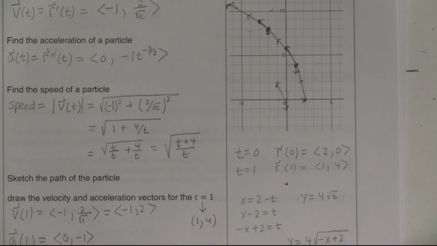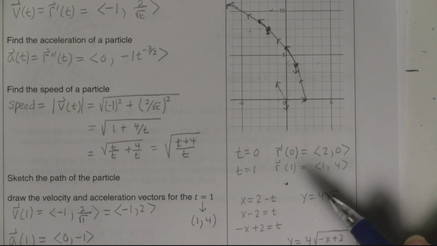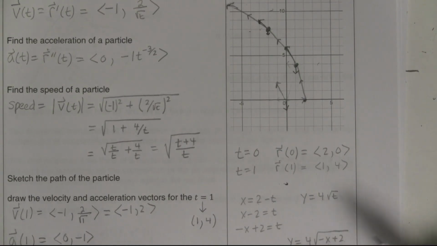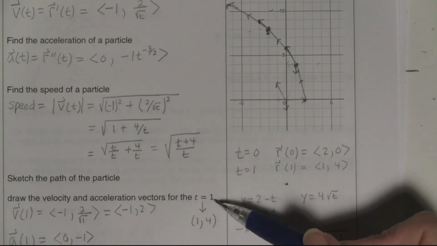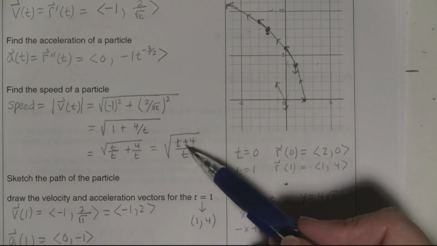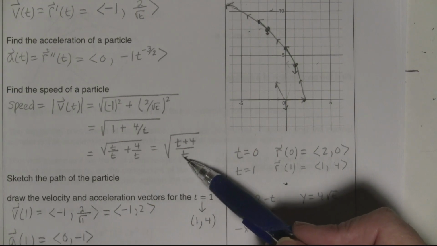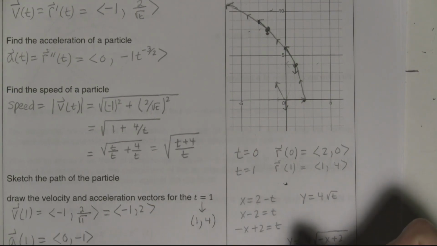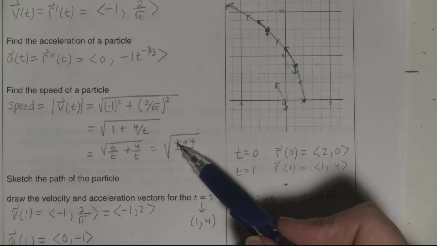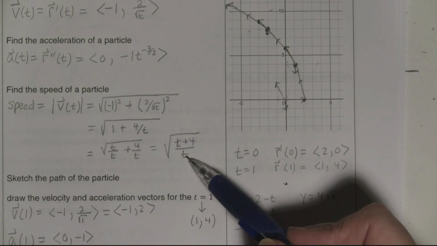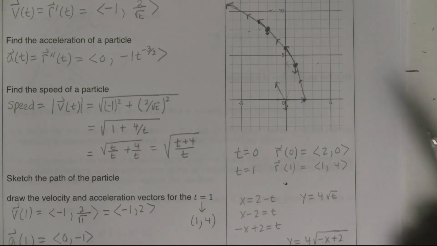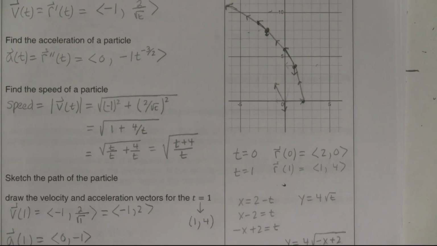We could find the speed at these different places. It didn't ask us to, but we certainly could. If they wanted to know the speed when t is 1, we could plug it right in here, and that would be the square root of 5 over 1, right? Square root of 5. And when t is 4, that'd be 8 over 4 is 2, the square root of 2 would be the speed. Okay, so we did a lovely job on that. So that's example 1 on my new numbering scheme.